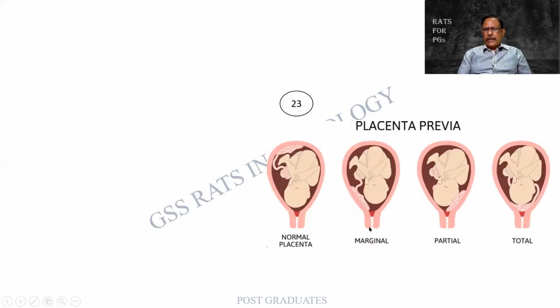So this is the placental position. This is normal, somewhere over here. It can be by the side or marginal. There can be a partial protrusion, or sometimes you find that there can be a total placenta previa. But this is an obstetric situation.